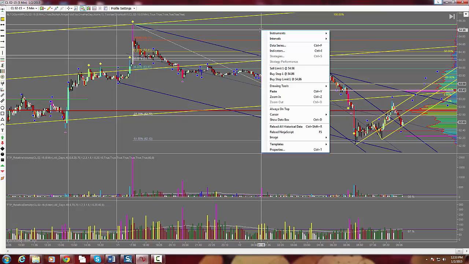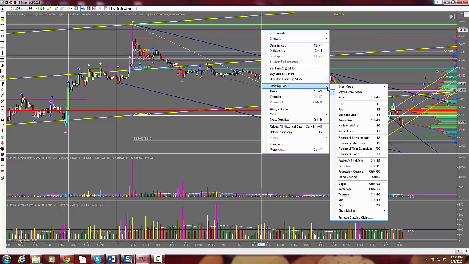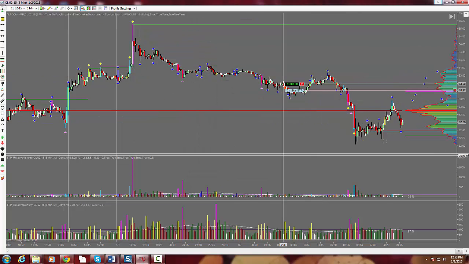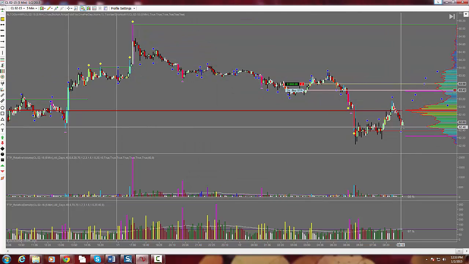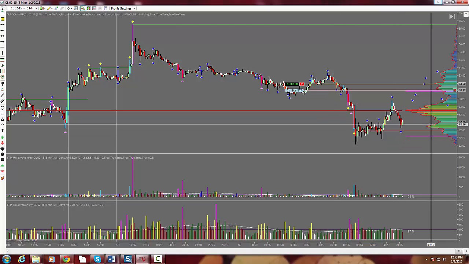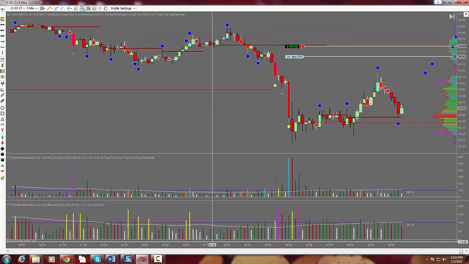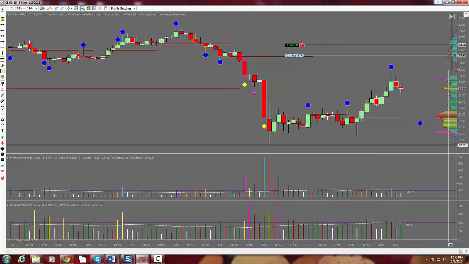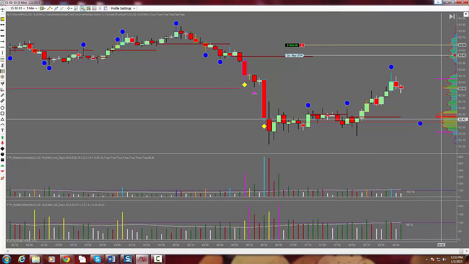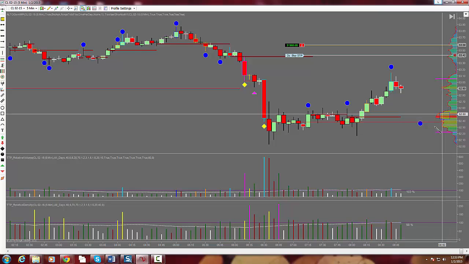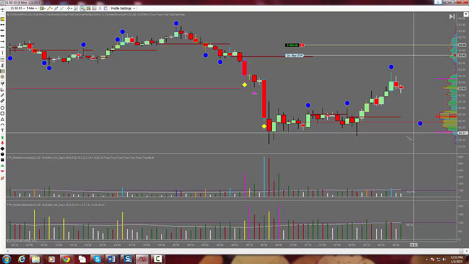So let's erase all of the drawing tools, and then I'll add them one by one until you can see this clearly as to why I went long right here. Do you see this little distribution right here? So if I were to blow this up to right here, you can see the volume profile, the VPOC, the little distribution that we have today. The main distribution was right here.